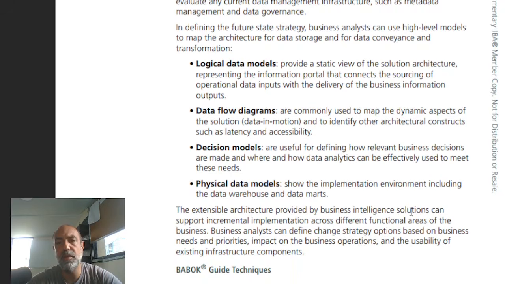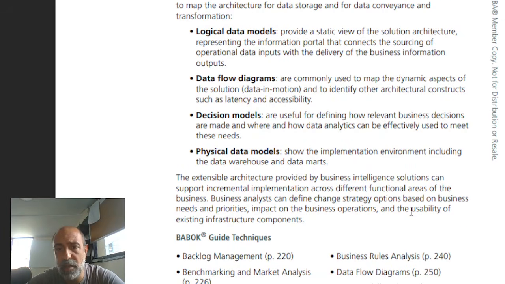In defining the future state strategy, business analysts can use high-level models to map the architecture of data storage and conveyance and transformation. Logical data models provide a static view of the solution architecture, representing the information portals that connect the sourcing of operational data inputs and the delivery of the business information outputs. Logical data models allow us to kind of have security with this goes in, this goes out. Data flow diagrams are commonly used to map the dynamic aspects of the solution, data in motion, and to identify other architectural constructs, such as latency and accessibility.